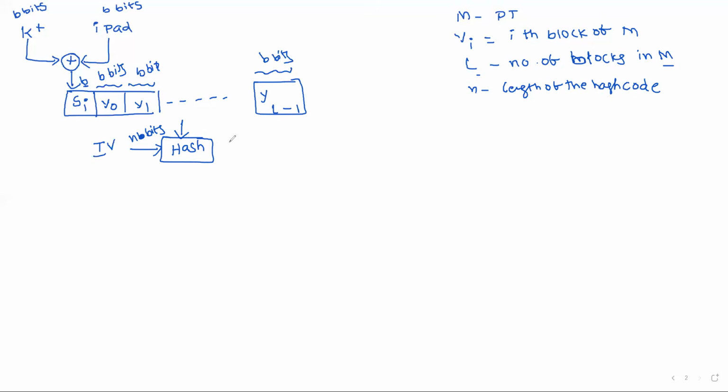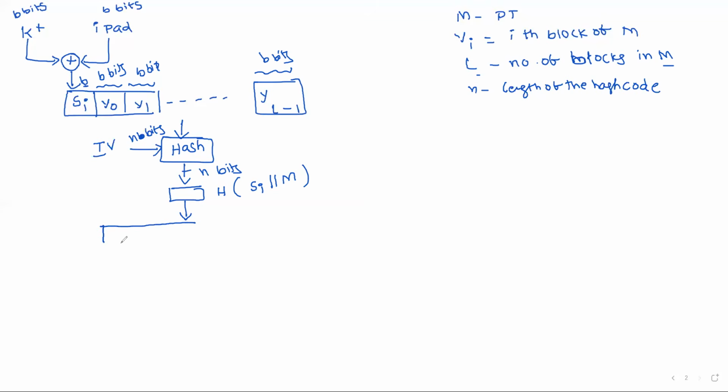The length of the hash code that is produced by the hashing function, that is, the output of hashing, is n bits. Now, what is the value of this one? H of Si appended with m. That is, Si is appended with m, and then we are applying some hashing function. After performing the hashing function, it produces some output.